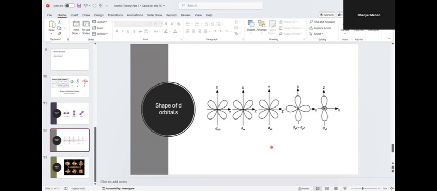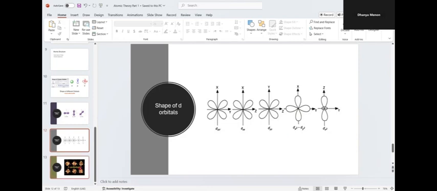So as we learned that there are 5 d subshells, right? So this is dxy, dyz, dzx, and dx square minus y square and dz square. Okay, so just remember the shape, keep in mind the shapes. So this has a more complicated shape, and it is double dumbbell shape.